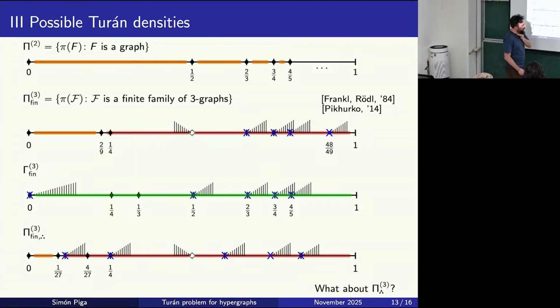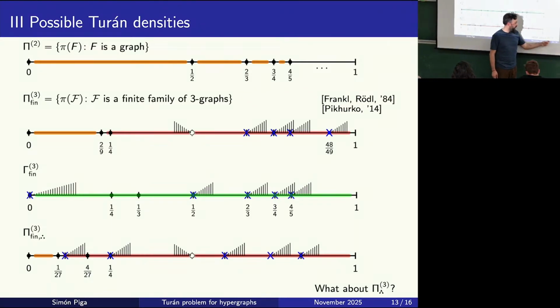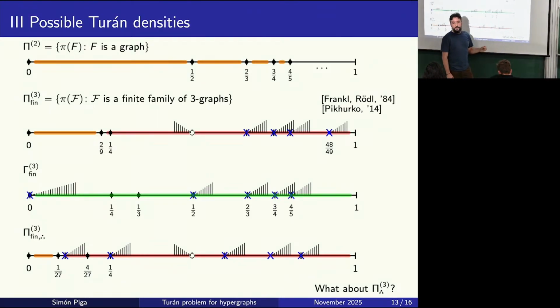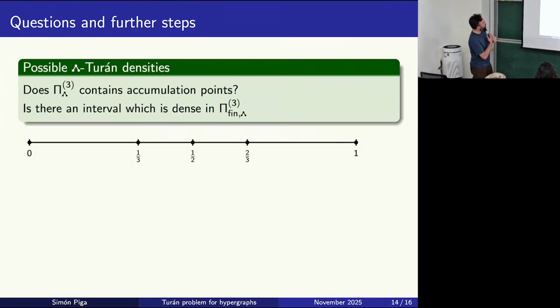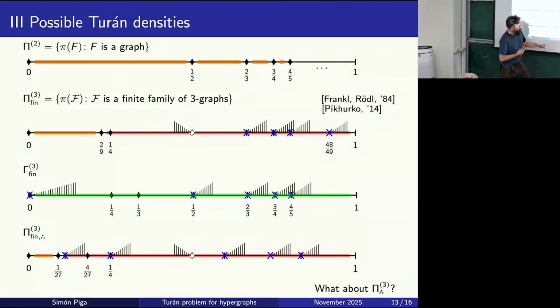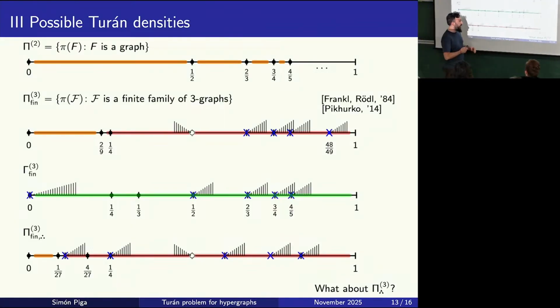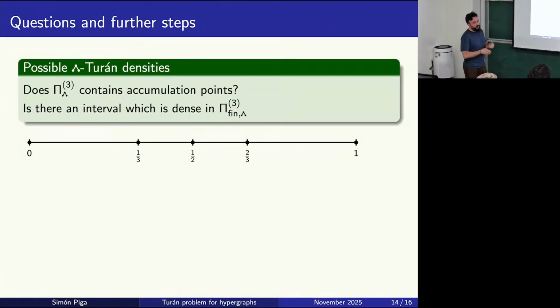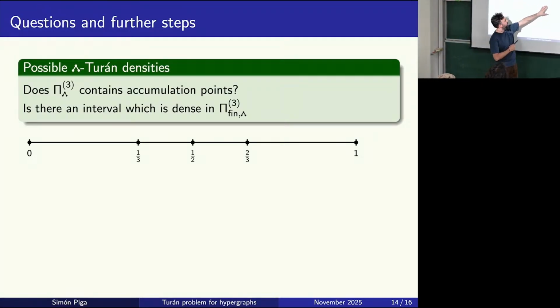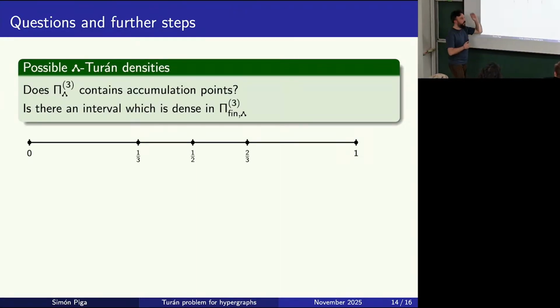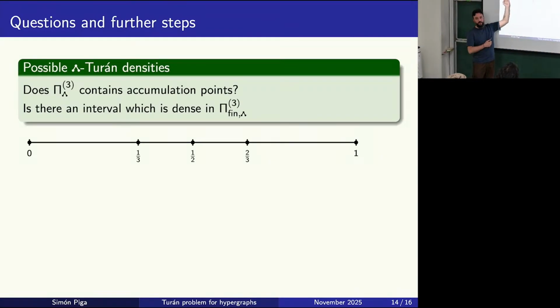So something that has not been studied, and I would be very interested in studying, is what happens with the cherry density here. Because I think I have a slide for this, yes. So what is the set of possible cherry densities? So far we are at step 0 in this case. So we know that there are these 3 points there, but we don't know whether 0 is an accumulation point.